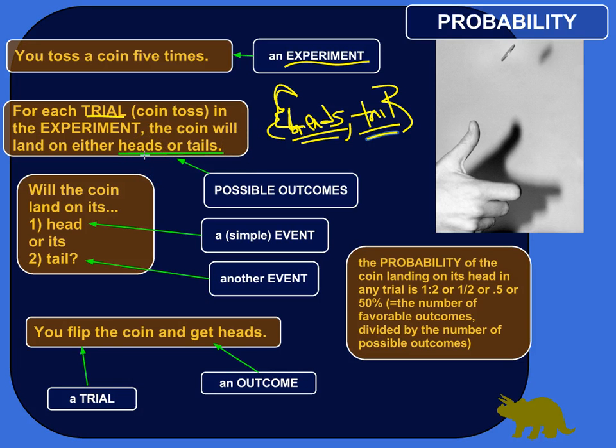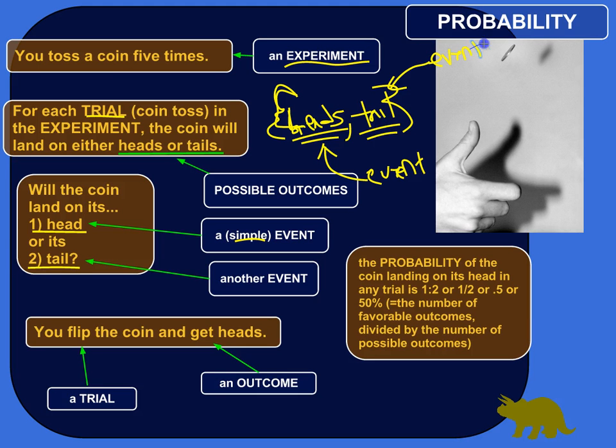So the question is, will the coin land on its head or its tail? Which outcome will it be? Will it be heads or tails? Each one of these would be called an event. So we could say the coin landing on its head is an event. And actually, this would be classified as a simple event, meaning it's just by itself. It's not made up of other events. So the coin landing on its heads is an event, and the coin landing on its tail is an event.